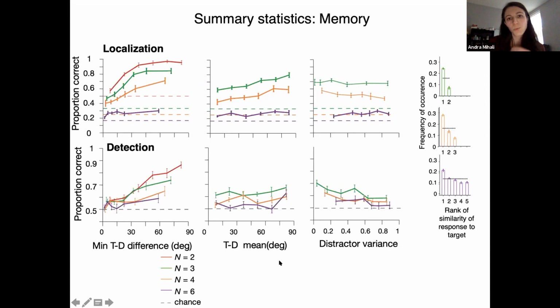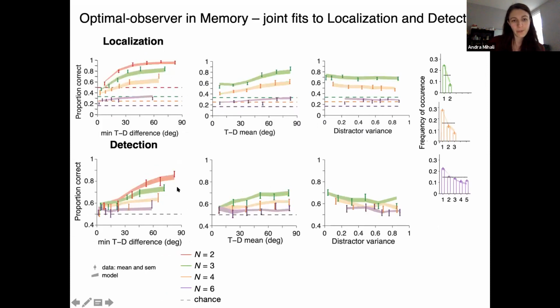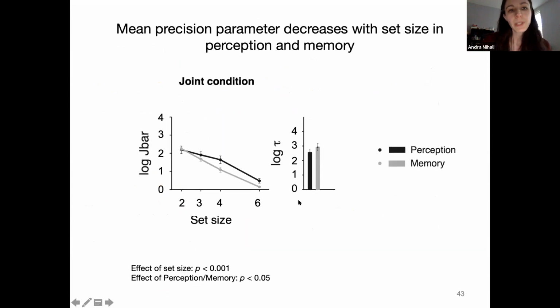Okay, so how does the model perform here? The model performs very well as well. The shaded areas fall on top of the data points. And this is again joint fits to localization and detection. We assumed that the mean precision parameters are shared. Okay, so we see that the mean precision parameter decreases with set size in perception and in memory. So we showed the values here for the joint condition. The patterns are similar for the separate localization and separate detection condition. So log J bar, a log mean precision, decreases with set size and there's some evidence that it is higher in perception than in memory.